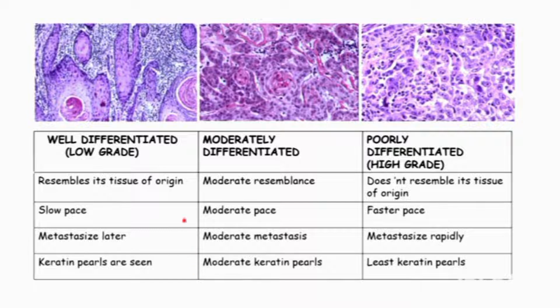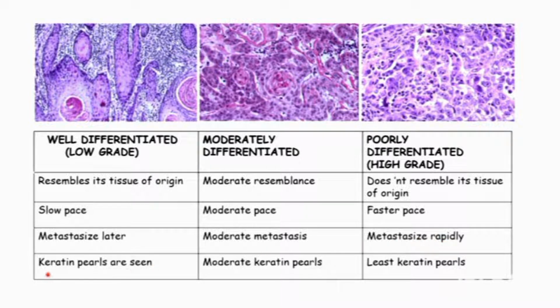First is resemblance to parent tissue. Well differentiated squamous cell carcinoma resembles the parent tissue, and poorly differentiated doesn't resemble its tissue of origin. Second is the speed at which differentiation takes place. It is slow pace for well differentiated and faster pace for poorly differentiated. Well differentiated metastasizes later and poorly differentiated metastasizes rapidly.